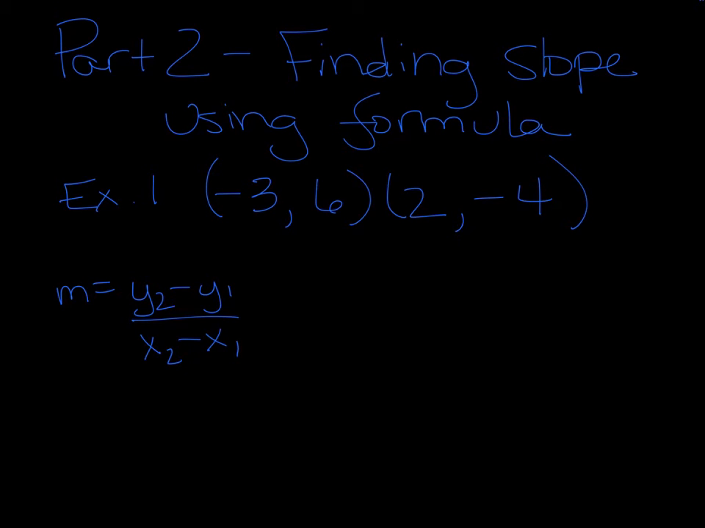All right, part 2 is, instead of giving you a graph of a line, I will give you 2 points on the line, and instead of graphing them, we're going to use the formula to actually find the slope. And there is a formula that we use that says y sub 2 minus y sub 1 over x sub 2 minus x sub 1. Now, let's talk about that formula. What does that mean?